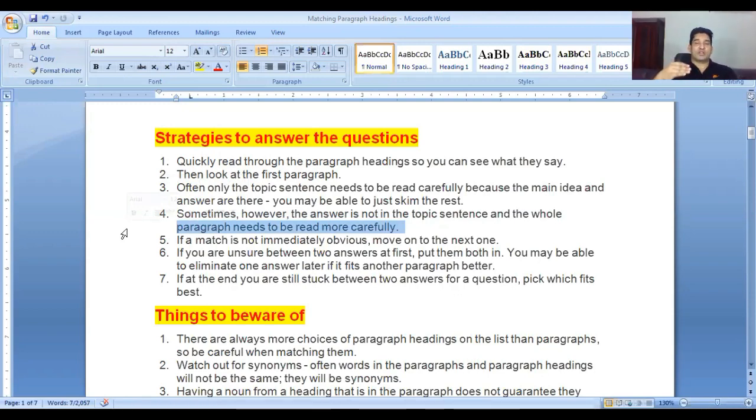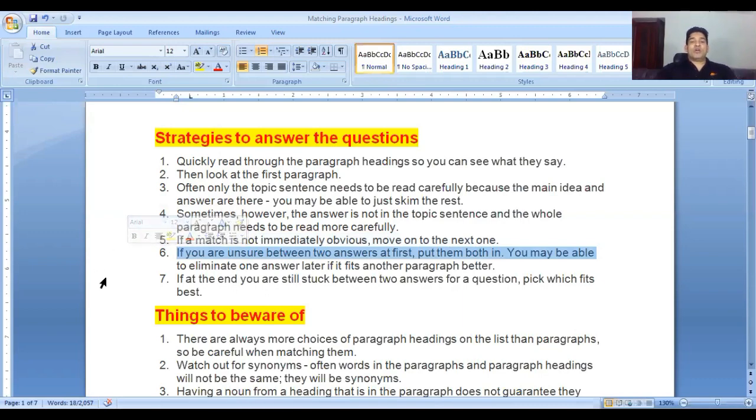Now keep this in mind. Sometimes there are questions and the answer to the question is on the lower line. So in this way, we have to read the paragraphs completely. Number 5, if a match is not immediately obvious, move on to the next one. If you think the match is not present, for example, in the first 2 lines or in the last 2 lines, then you have to move forward. It means you can go for the next paragraph also.